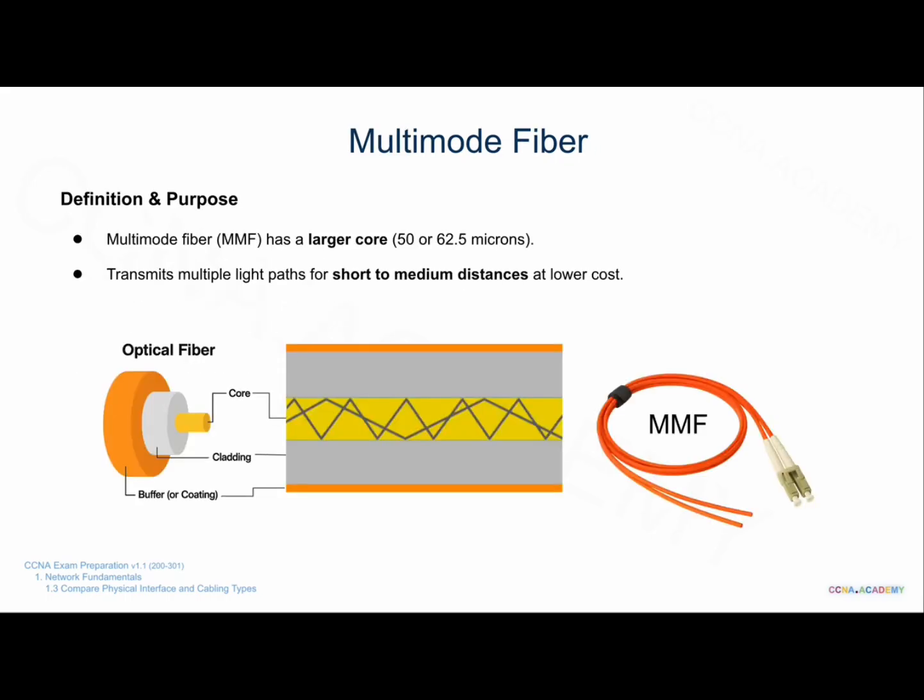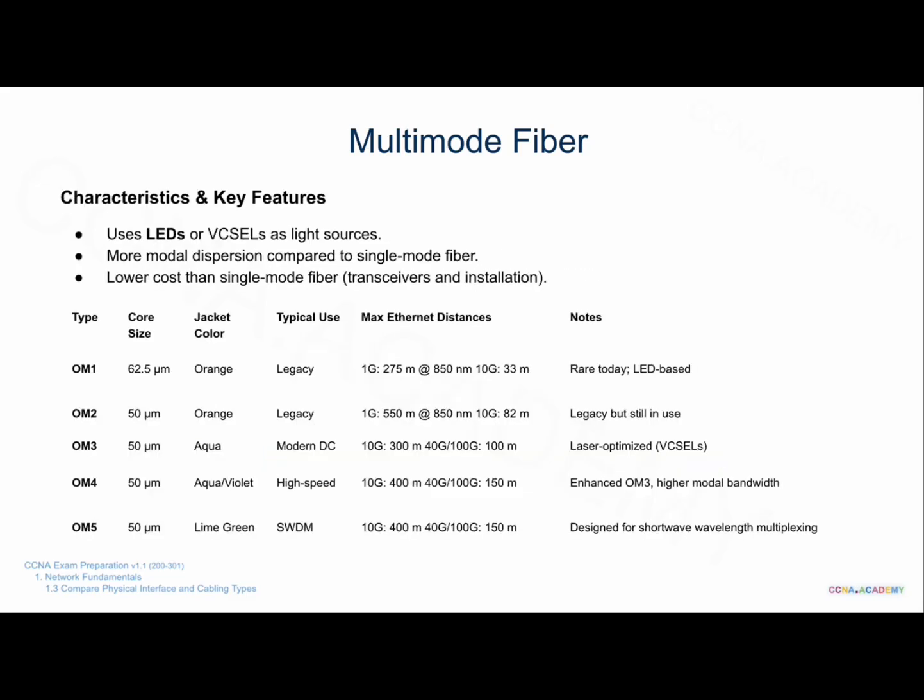Multimode fiber, or MMF, is an optical fiber with a much larger core, typically 50 or 62.5 microns. Its purpose is to carry multiple light paths, or modes, making it suitable for short to medium distances at lower cost compared to single-mode fiber. It uses LEDs or low-cost lasers like VCSELs as light sources.